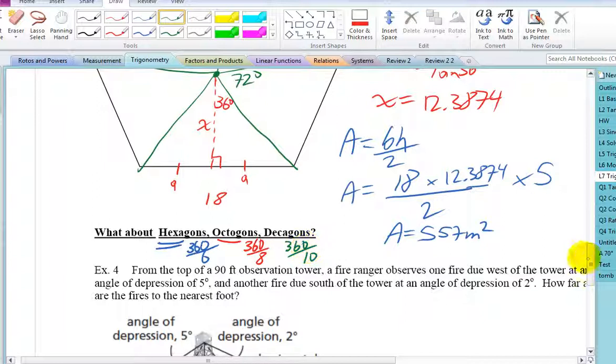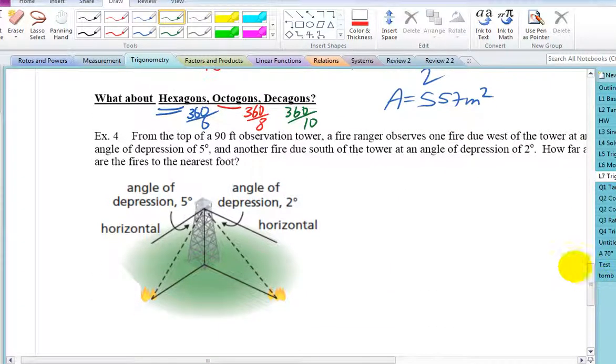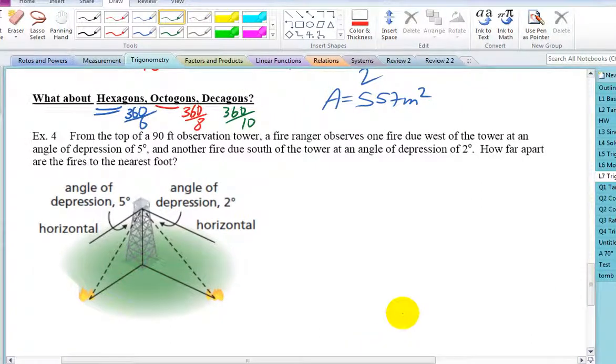Okay, last one. So in your textbook, this is the Manitoba legislature.